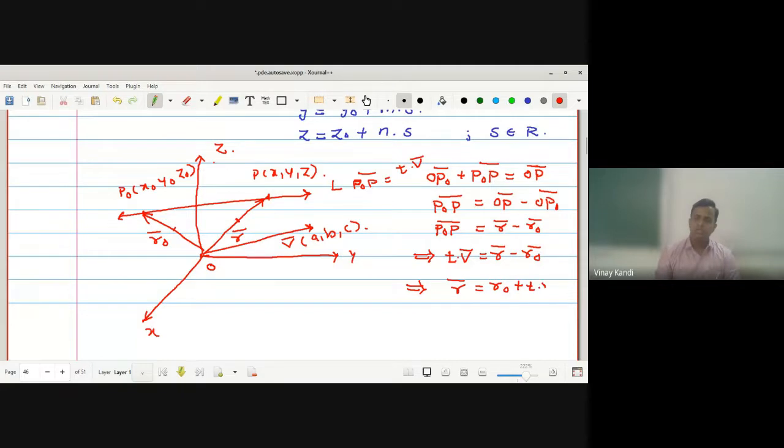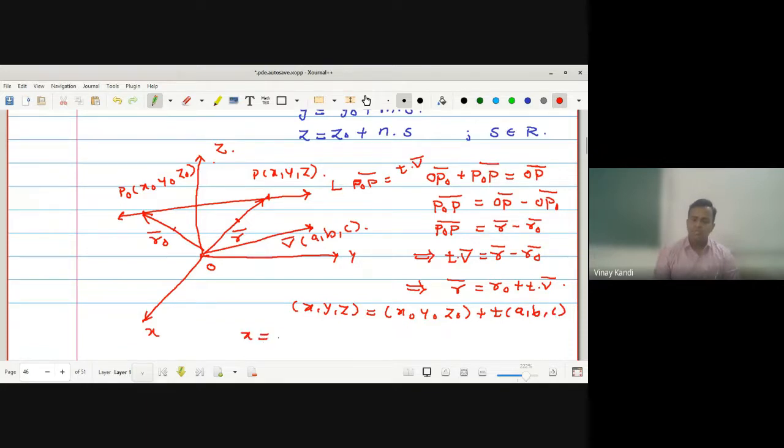t into V bar. So in coordinate form, what is the coordinate of R bar? Here, (X, Y, Z). And what is the coordinate of R naught bar? This one, P naught, (x naught, y naught, z naught), plus t into what is V bar? (A, B, C).